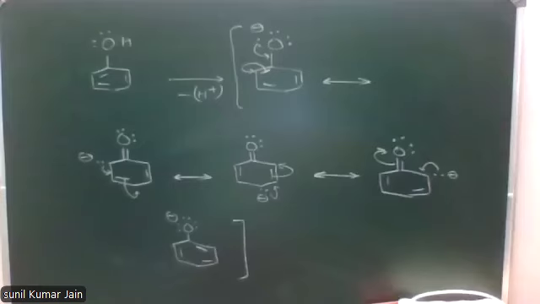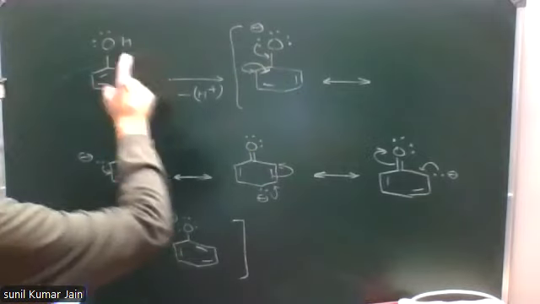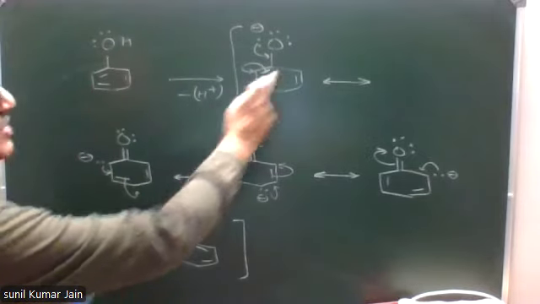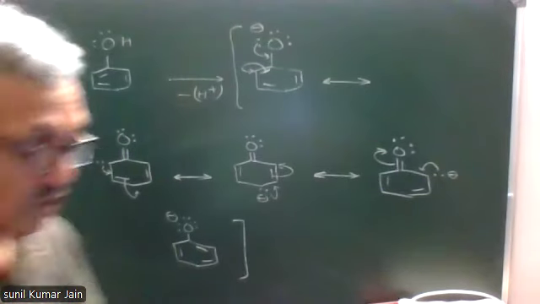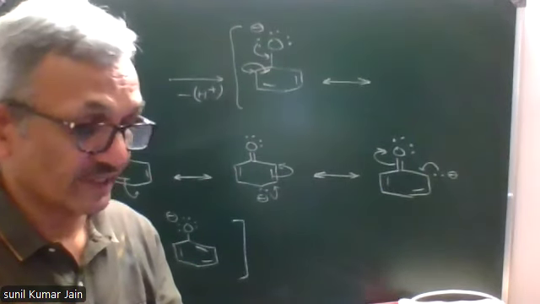Sir, the first one is phenol or phenoxide ion? Wait a minute, phenoxide ion. First one is phenoxide ion. This structure is phenol. After losing H plus it forms phenoxide. Here we're talking about the stability of phenoxide ion, not the phenol.